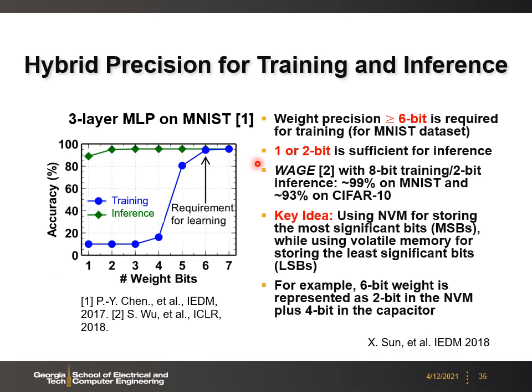Therefore, the key idea is to use the non-volatile memory to store the most significant bits, while using the volatile memory to store the least significant bits. For example, a 6-bit weight is represented by 2 bits in the non-volatile memory and 4 bits in the volatile memory, in this example, a capacitor. Therefore, the non-volatile memory stored weight can be used for the inference, while the frequent updates can be accumulated in the volatile memory, like the capacitor.